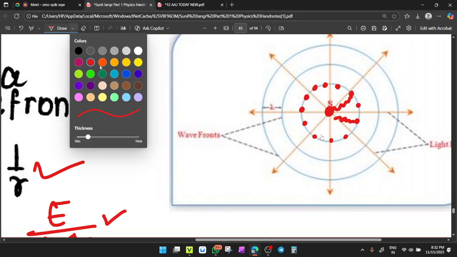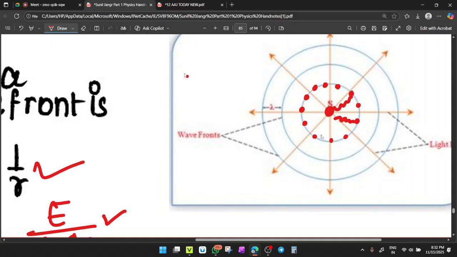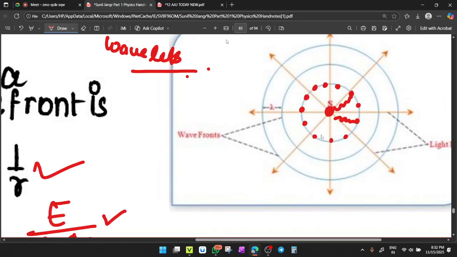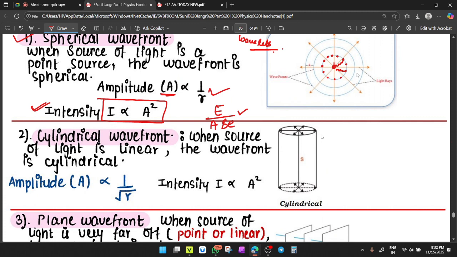So these particles vibrating in the same phase are called wavelets. Okay, so this is called wavelets. These particles moving in the same phase are called wavelets. And when you join these wavelets, you have a locus, and this locus is called a wavefront. So this first wavefront is called the primary wavefront. Clear or not clear?